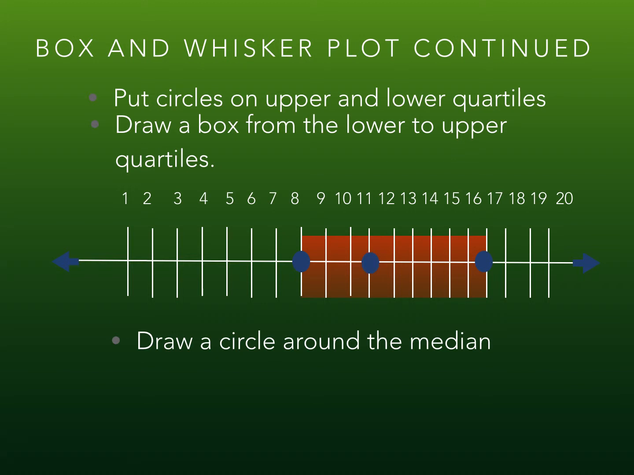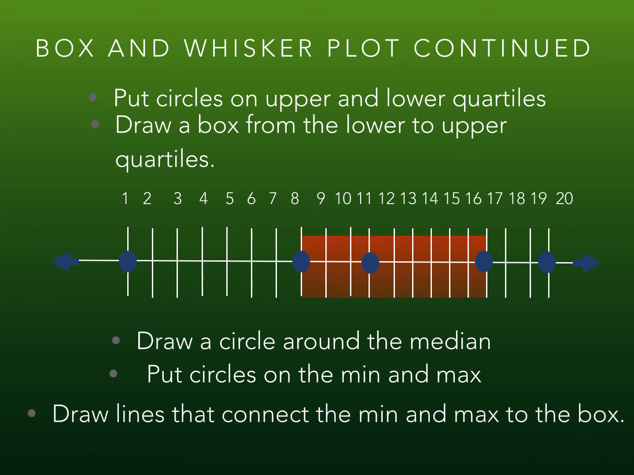Next, you're going to start creating the whiskers. You're going to put circles on the minimum and maximum, which you hope you know what those are too. Those are the highest and lowest numbers in your data. So in this case, it's 20 and 1. Here you're going to complete your whiskers. You're going to draw the lines that connect the min and max to the box. And as I said, there's your box and whisker plot.